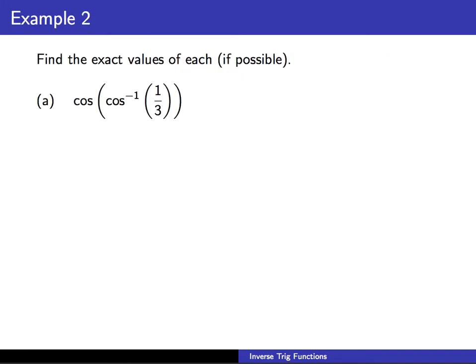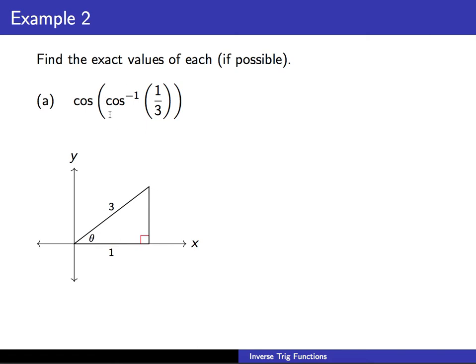So example 2, find the exact values of each if possible. So we have the cosine of the inverse cosine of 1/3. So we're going to start with the inside, this inverse cosine of 1/3. What this inverse cosine of 1/3 is going to do is sketch our picture much like we did in the last video. So if we start with inverse cosine of 1/3, we have 1 for x and 3 for r. So this inverse cosine of 1/3 is asking us what angle in standard position, if we took the cosine of that angle, would give us 1/3.